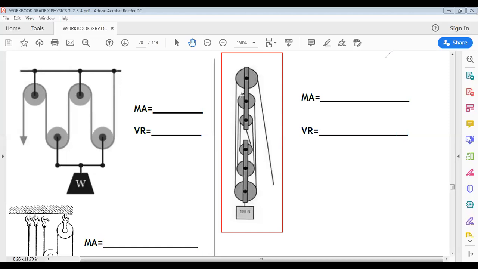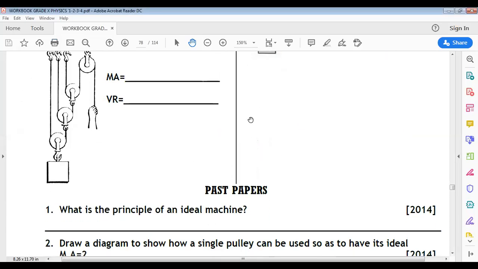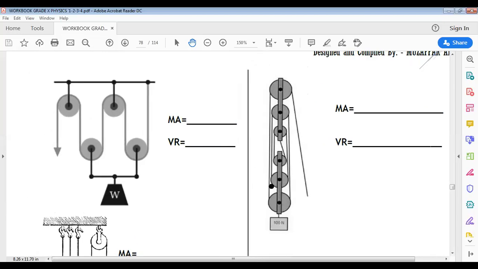Look at the number of strings supporting the movable block. So you will find there are six strings which is supporting. See, one, two, three, four, five, six. There are six strings in all. We are not going to consider this string because this is not supported. So my MA is also 6 and my VR is also 6. Very good. Okay, so I hope your idea is very clear.